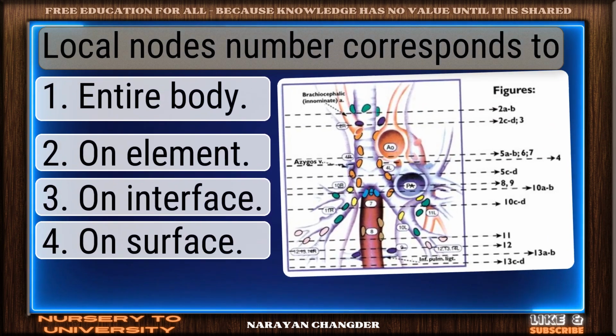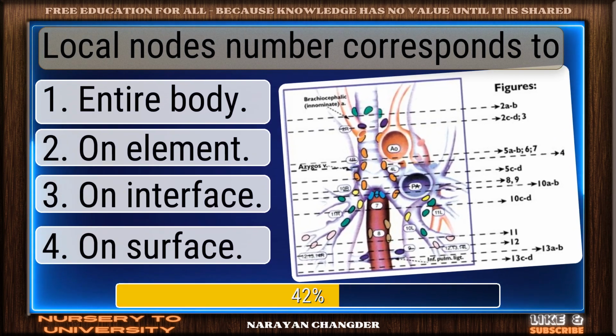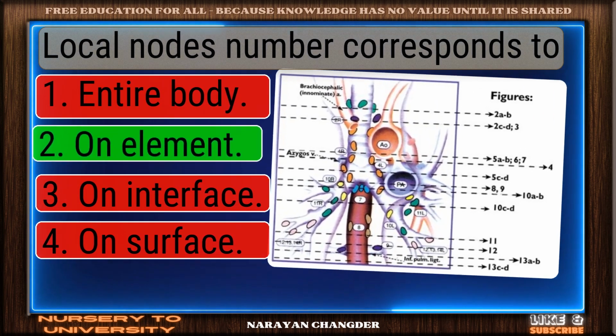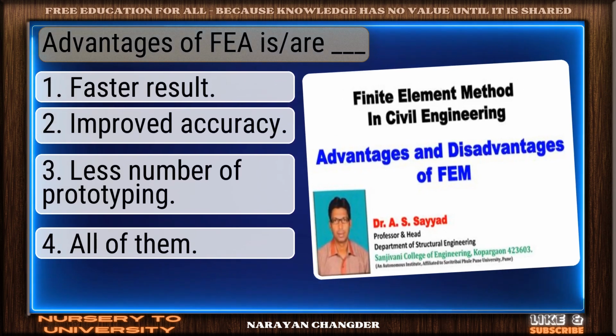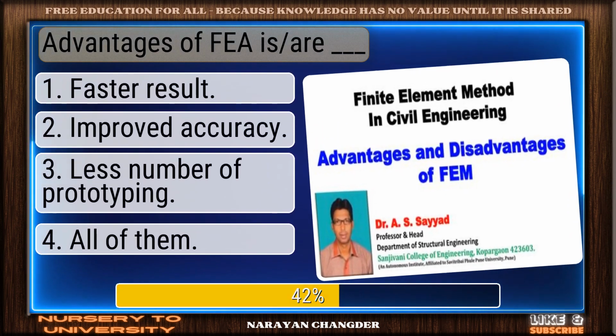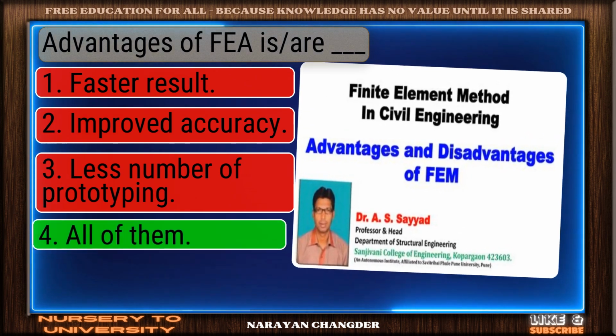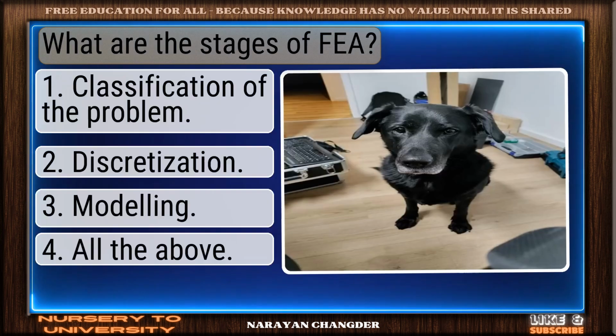Local node number corresponds to. Correct. On element is the right answer. Advantages of FEM are dash. Exactly. All of them make sense, and it is the right choice.